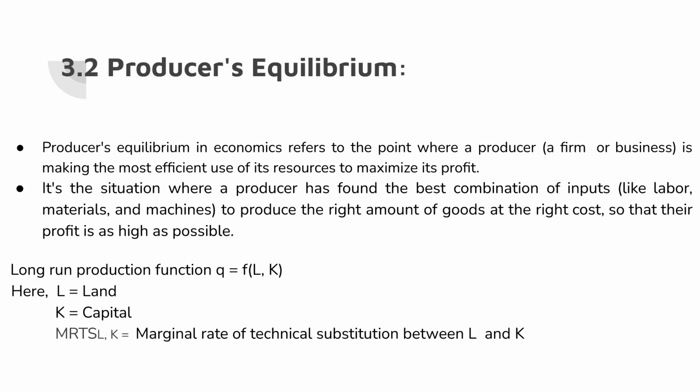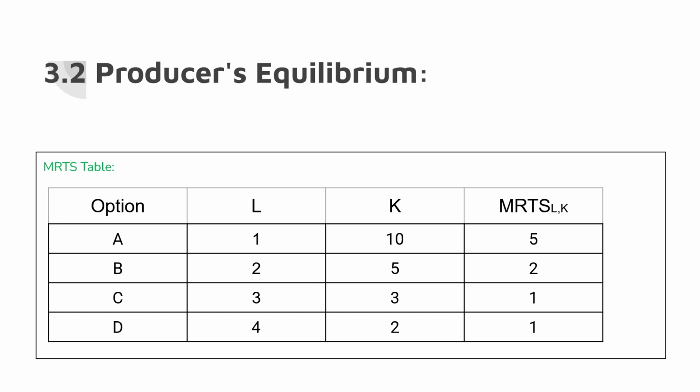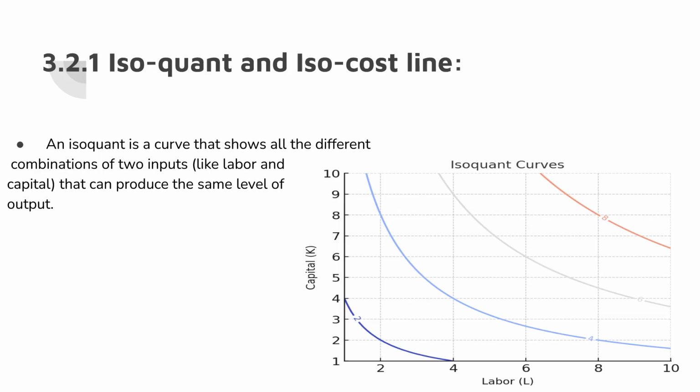Long run production function, Q equal F of L, K. Here L means labor, K means capital. MRTS of L for K equals the marginal rate of technical substitution between L and K. The equilibrium condition is shown in the table and graph where the isocost line is tangent to the isoquant. An isoquant is a curve that shows all the different combinations of two inputs like labor and capital that can produce the same level of output.